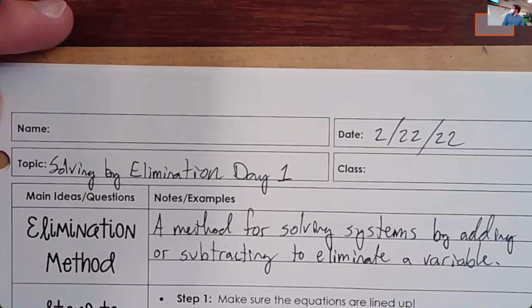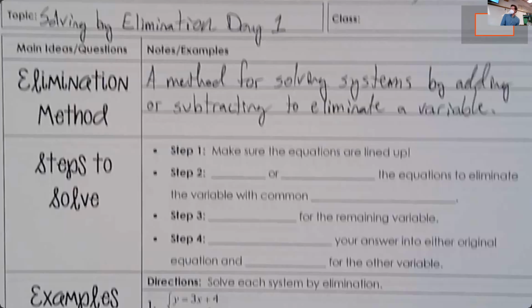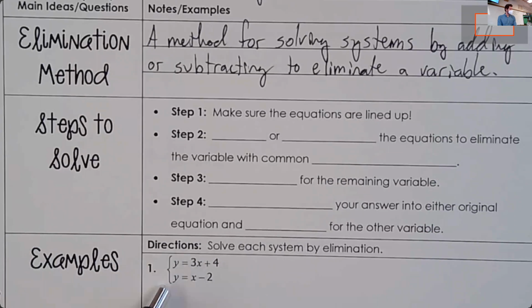So the steps to solve, you'll see there are 4 steps here. The first step says to make sure that the equations are lined up. This is a very different start to what we did with substitution. With substitution, we had to make sure that a variable was by itself. With elimination, we don't have to guarantee that. Even though on example number 1, you do see that y equals is by itself on both of these equations.